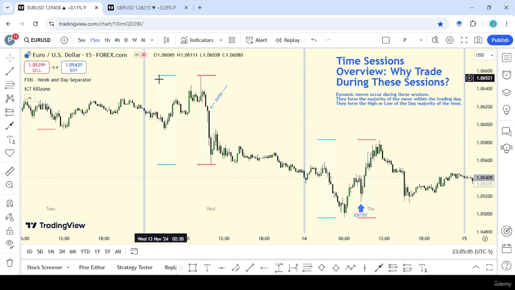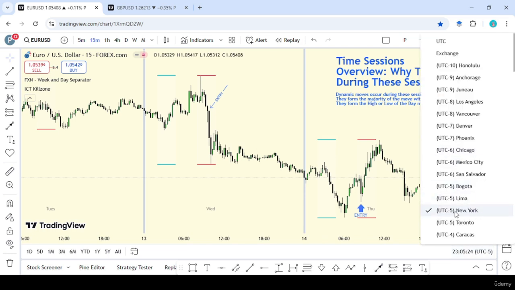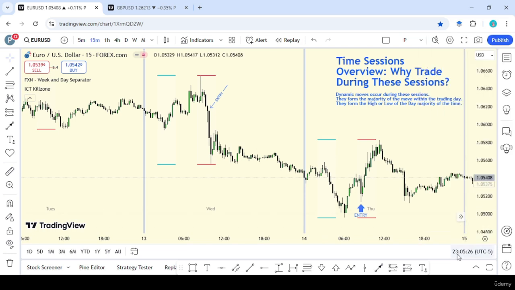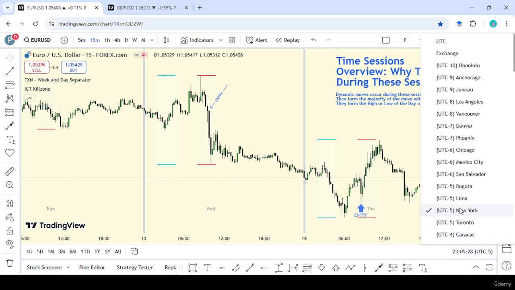This is the London session, which starts at 2 a.m. and ends at 5 a.m. And then we have the New York session, which starts at 8 a.m. and ends at 11 a.m. So those are the time sessions that I'm referring to. Make sure that your TradingView time zone is set to New York. Whichever country you're in, just make sure you're setting your time zone within TradingView to UTC New York.